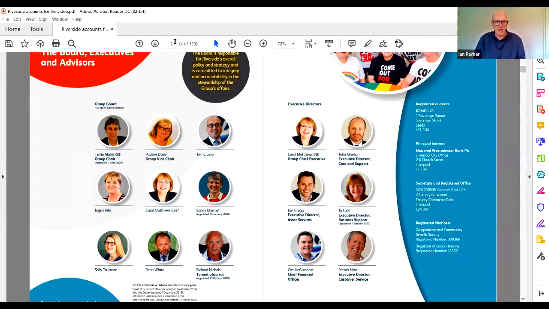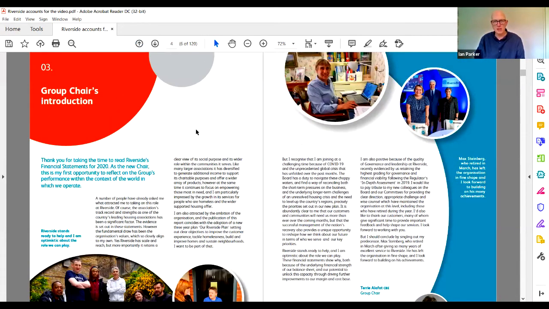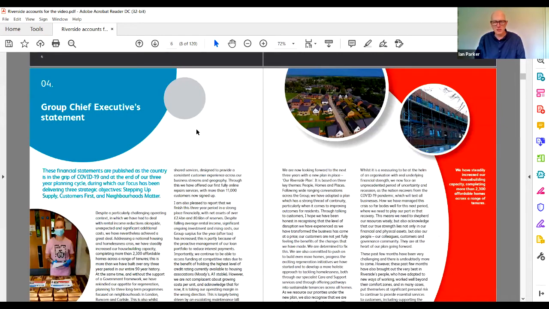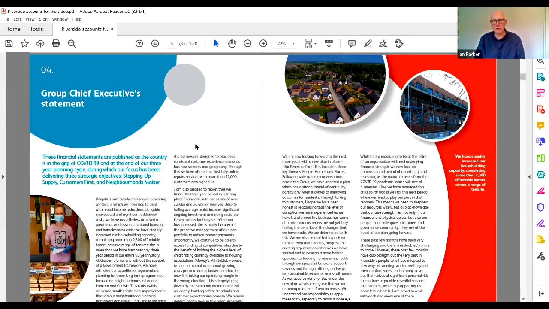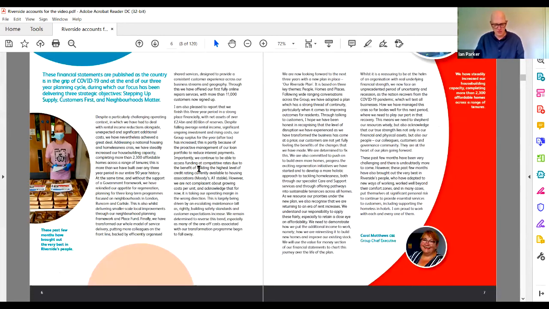Let's move on to the next section, which refers to strategy. The chair's statement tells you what's happened over the last 12 months and where the business is going. We move to the chief executive statement. There's even more information about the past performance and future performance, and a little bit more context over the next few years as well. A lot of detail within this statement.